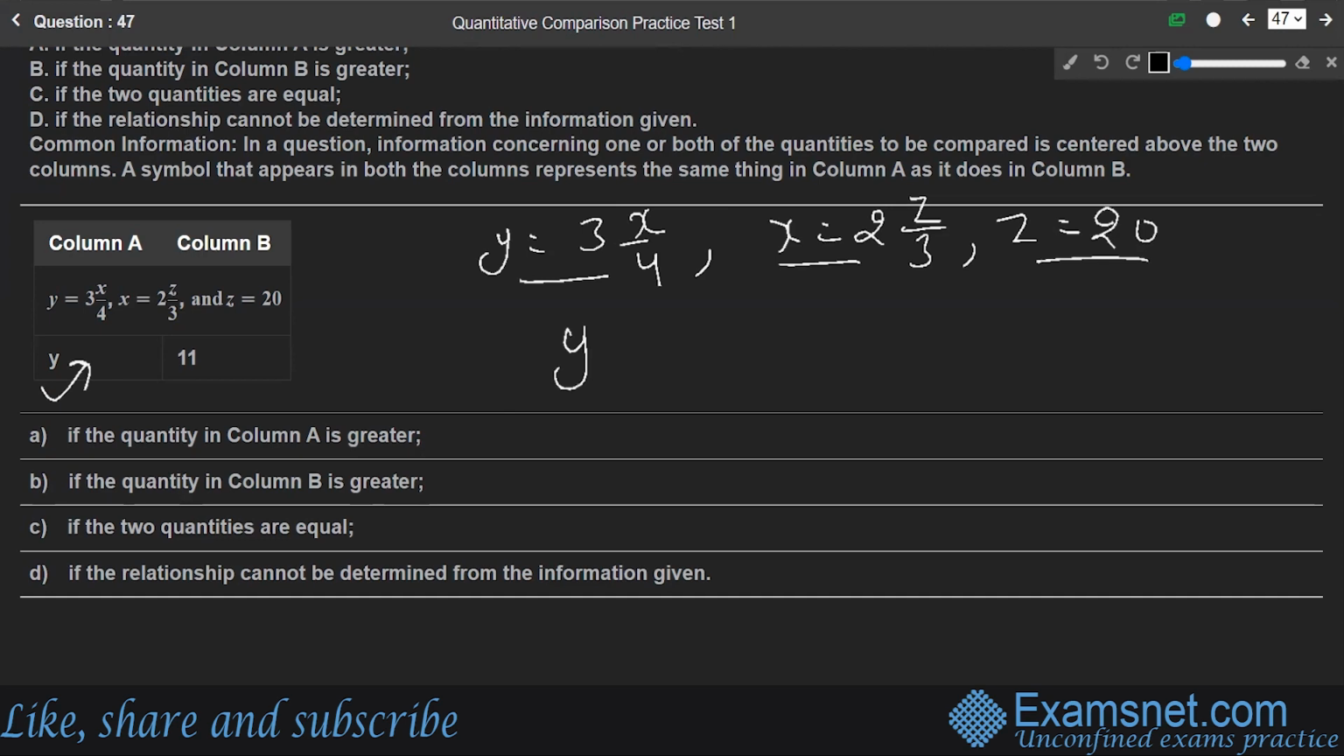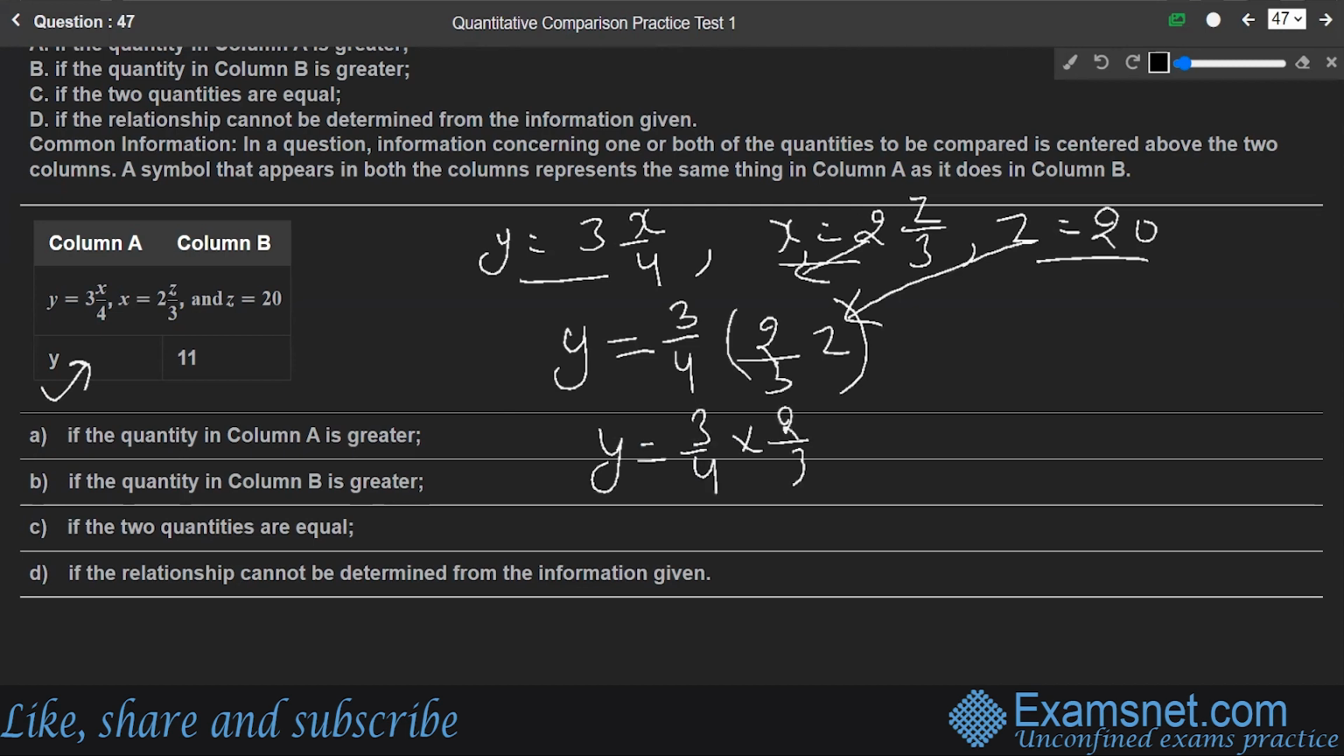So let us try to find out the y value from the information provided. Y is equal to 3x by 4, that is 3 by 4 into x. The x value can be copied from here, that is 3 by 4 of 2 by 3 of z. Okay, now the z value can be provided from here. So y is 3 by 4 into 2 by 3 into the z value, that is 20. So let us solve this. 4 cuts 20 by 5, and 3 gets cancelled. So the y value comes out to be 10 as an answer.